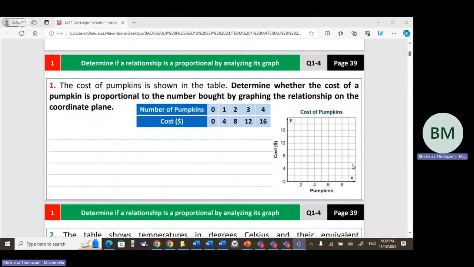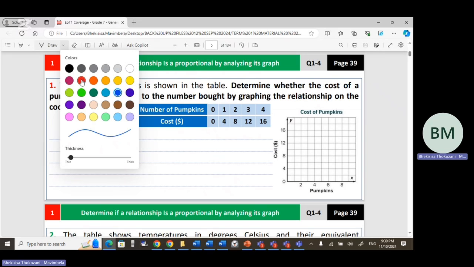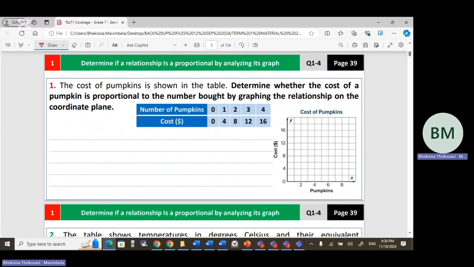Here we are given the ordered pairs, which is the number of pumpkins and the cost. Let me highlight a few things as we move along. The first thing you do, you go straight to your graph, or rather your Cartesian plane. We're going to start with the first one, which is 0 is to 0. So I'm making a point here.